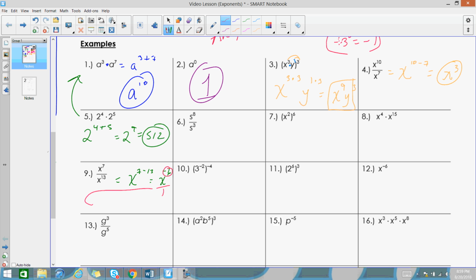Now, I'm going to have to put the work over here. Since x to the negative 6 is in the numerator, x to the 6, positive 6, will go to the denominator, and we put this over 1. And this is proper math and a proper answer. All right? And then number 10.